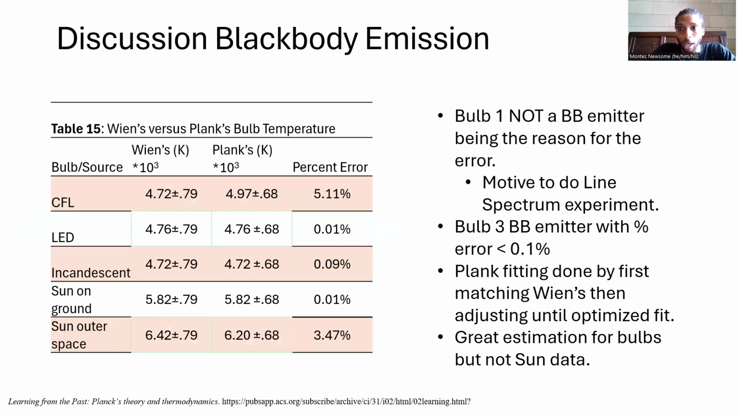So the black body discussion: the first bulb was not a black body emitter. If you remember, the compact fluorescent light bulb had sharper peaks, and it wasn't a smooth peak like the LED or the final light bulb that was done, or the sun for that matter. That was the motive to do the line spectrum experiment. Now the bulb 3 emitter had a percent error of 0.1, but the Planck fitting was done by matching Wien's with adjusting until an optimized fit. Great estimations for the bulb, but not the sun data.